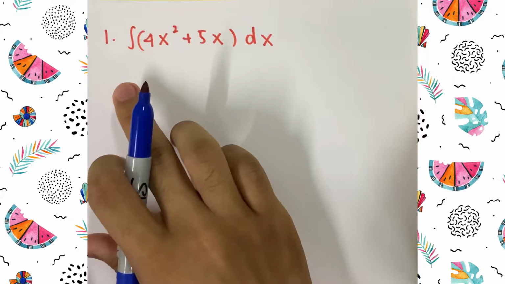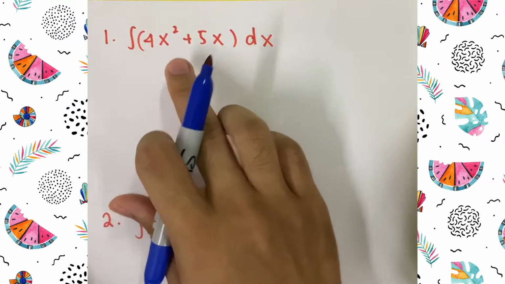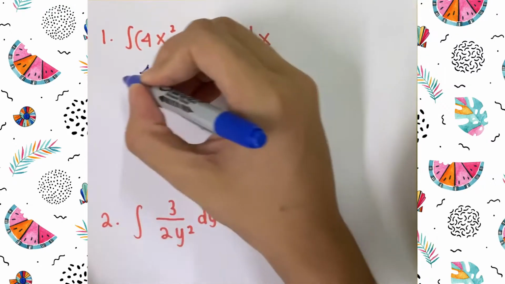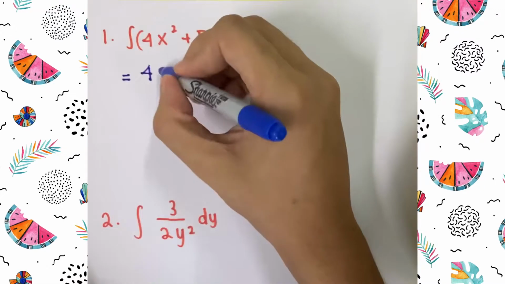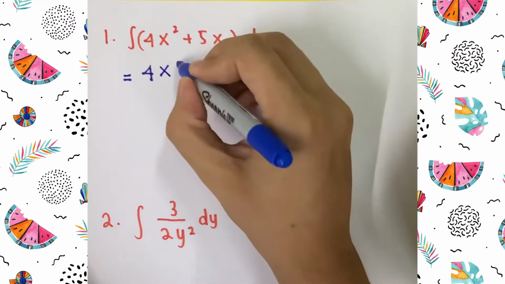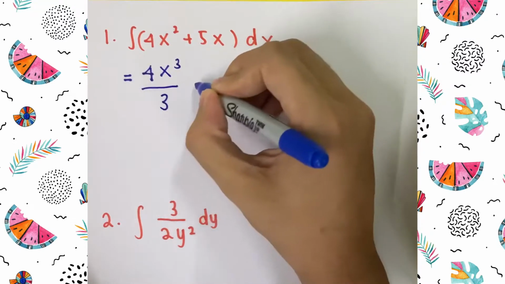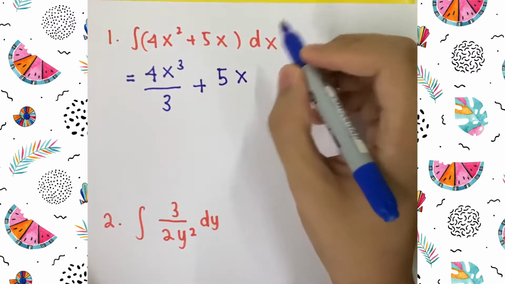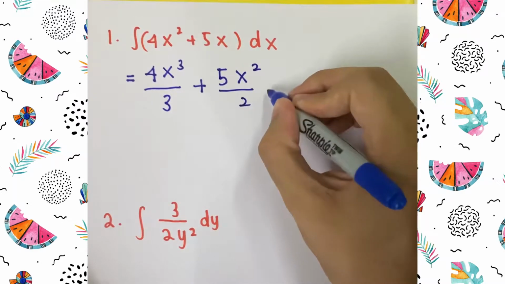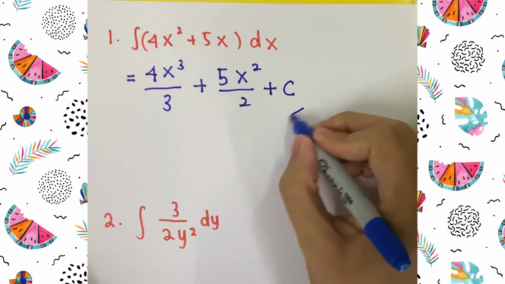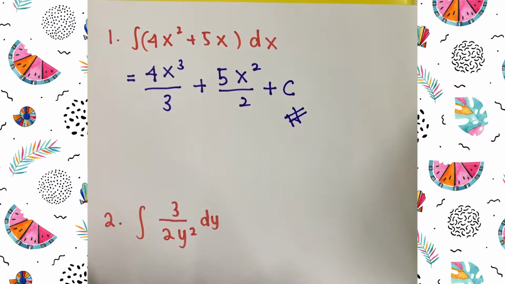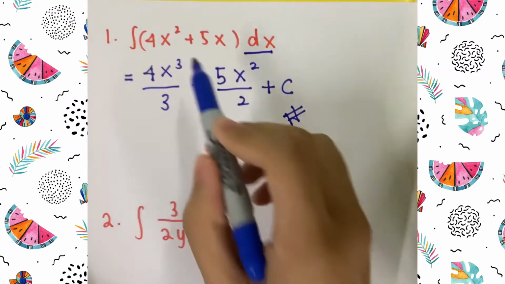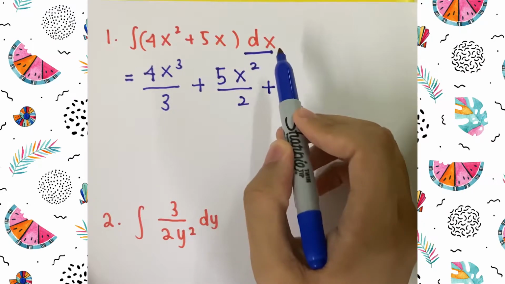So let us consider to integrate this function, x squared plus 5x dx. So we will get the answer: for x squared, 2 plus 1 is 3, so over 3, plus 5x, 1 plus 1 is 2, over 2, plus c. And that is your answer. So if this is x, make sure this is dx. If this is y, make sure this is dy.